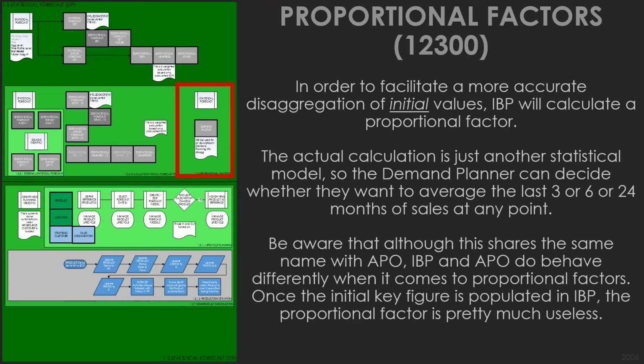Proportional factors. In order to facilitate a more accurate disaggregation of initial values, IBP will calculate a proportional factor. The actual calculation is just another statistical model, so the demand planner can decide whether they want to average the last 3 or 6 or 24 months of sales at any point. Be aware that although this shares the same name with APO, IBP and APO do behave differently when it comes to proportional factors. Once the initial key figure is populated in IBP, the proportional factor is pretty much useless.